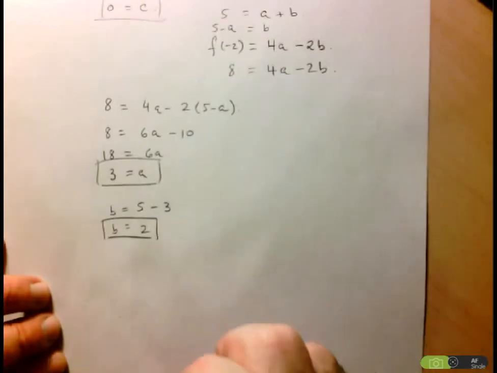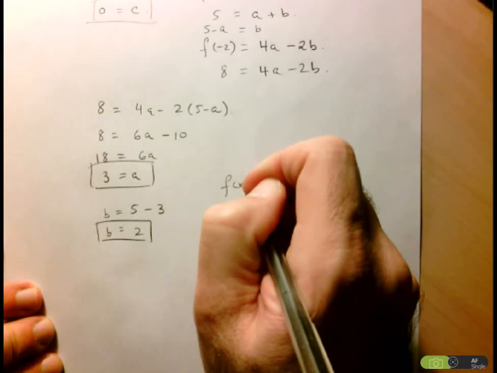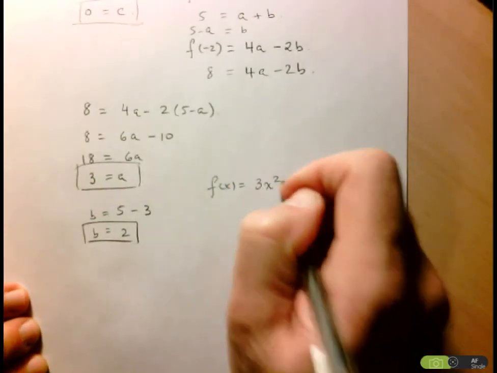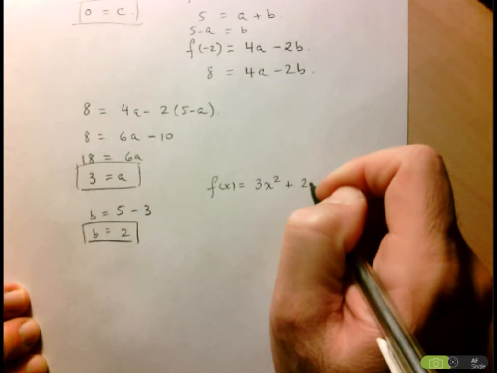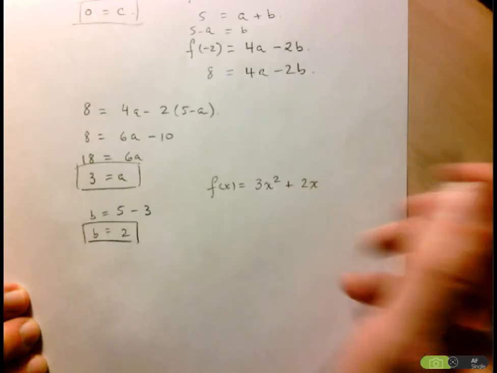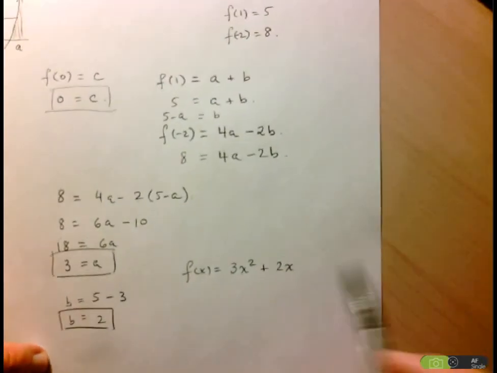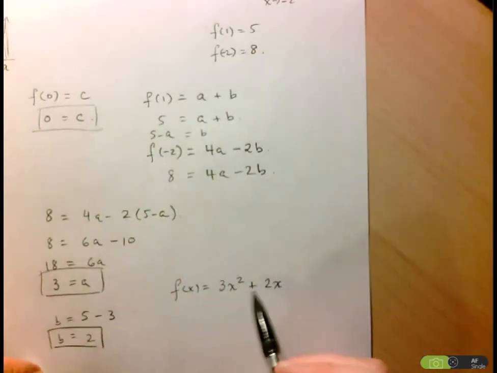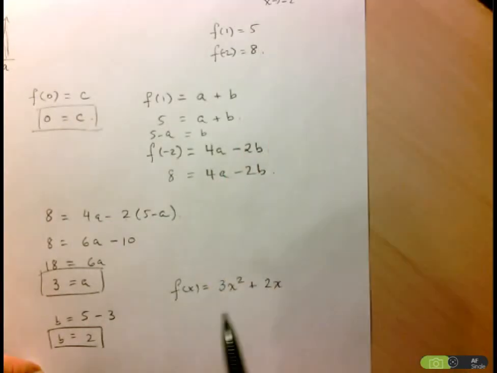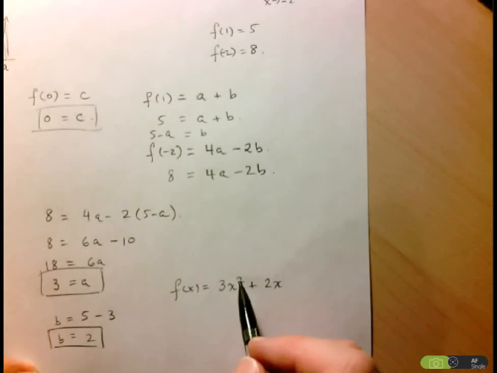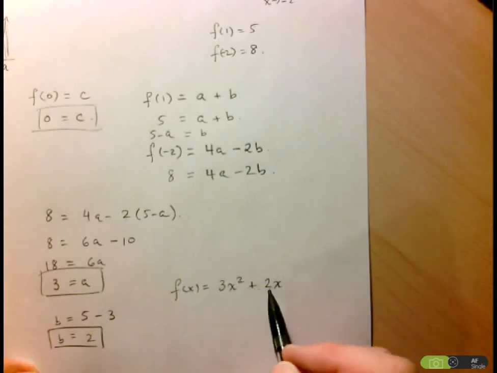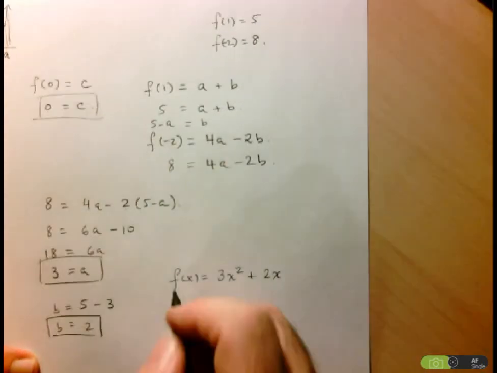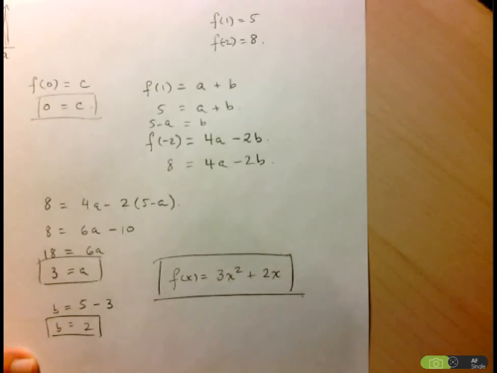So our final answer here is that f of x is equal to 3x squared plus 2x plus 0. If we want to do a quick check, clearly f of 0 is equal to 0. Let's check f of 1. 3 plus 2 is indeed 5. And then let's check f of negative 2. Negative 2 squared is 4 times 3 is 12. Minus 2 times negative 2, so negative 4, so 12 minus 4 is indeed equal to 8. And so we have our function here.